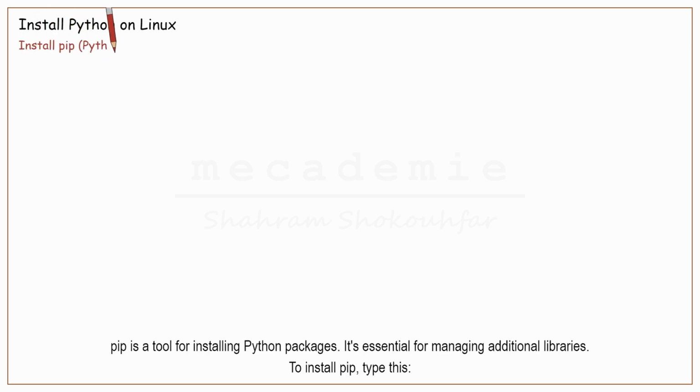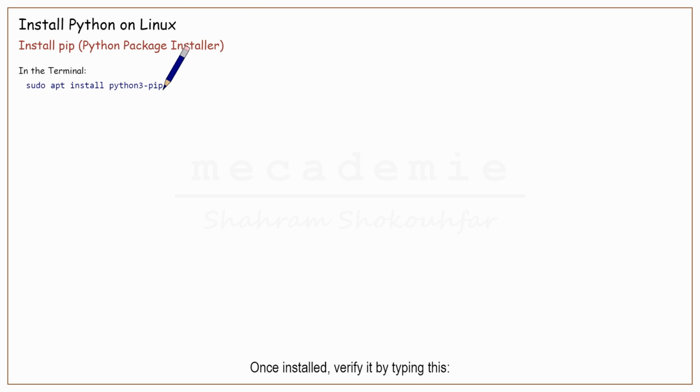pip is a tool for installing Python packages. It's essential for managing additional libraries. To install pip, type this. Once installed, verify it by typing this.